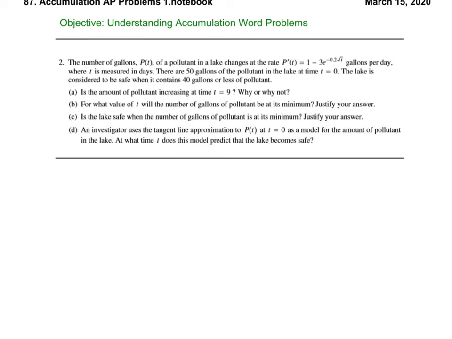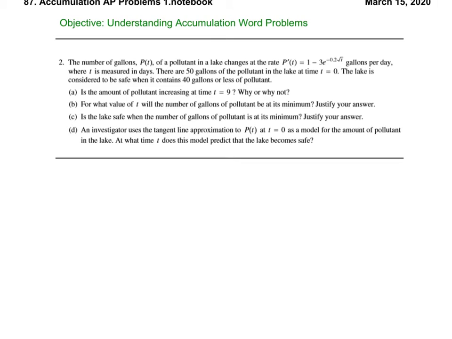All right, next problem. So this is a more common problem. It is a calculator-based problem. I would say 95% of these are calculator-based. So take a minute, pause the video, and read through this problem.